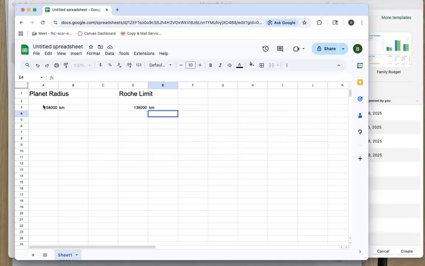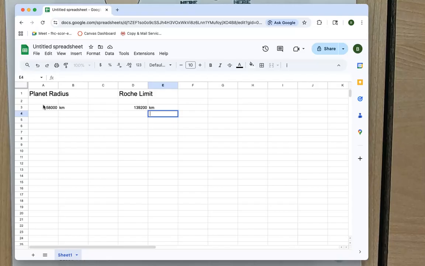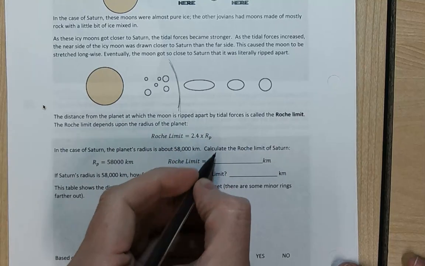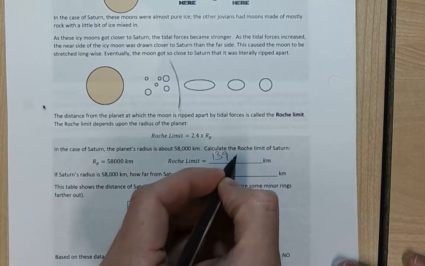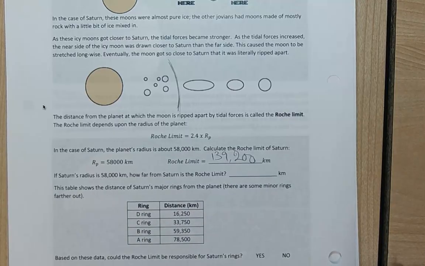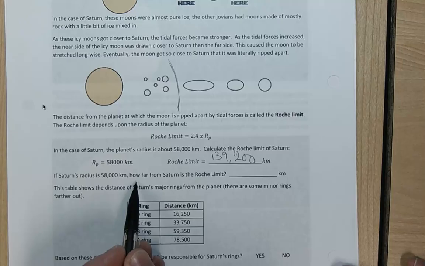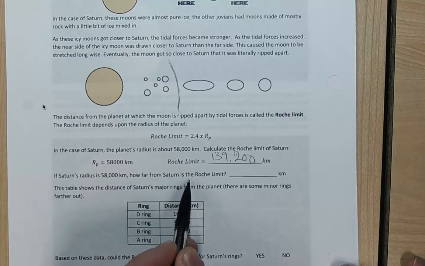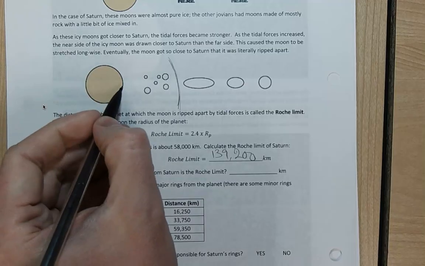So, there we are. What was it again? 139,200 kilometers. Okay. So if Saturn's radius is 58,000 kilometers, then how far from Saturn is the Roche limit? What's the distance from Saturn?